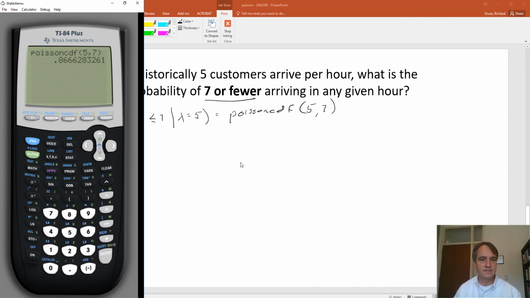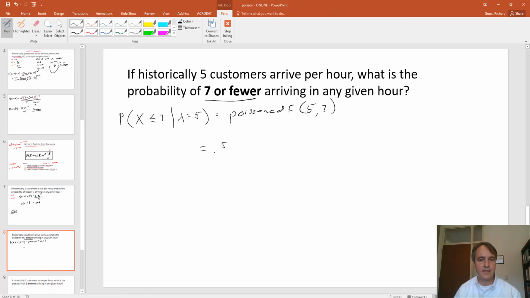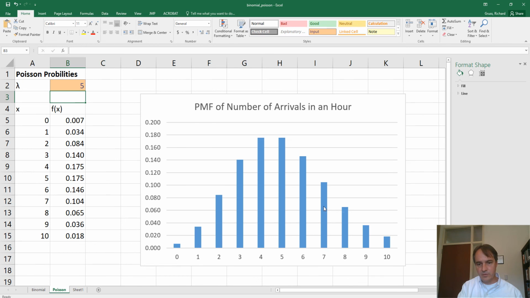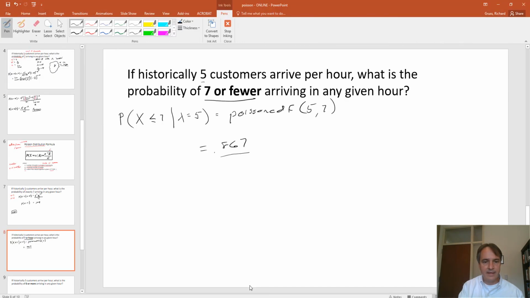Okay, so 0.867. Notice that that's pretty high. The reason for that is if you average 5, the probability of 7 or fewer is all these added together. That's over 80% of the total probability mass, so nearly a 90% chance of having 7 or fewer. You can see why something like this would be useful to know for planning.